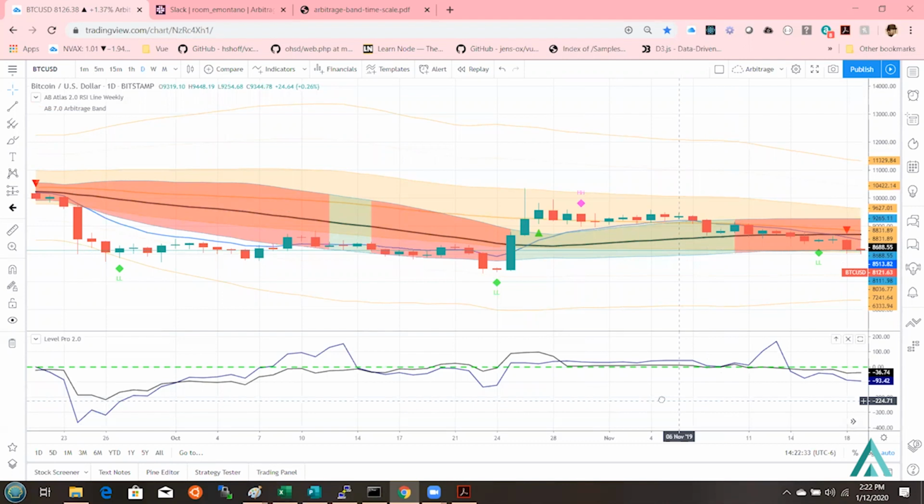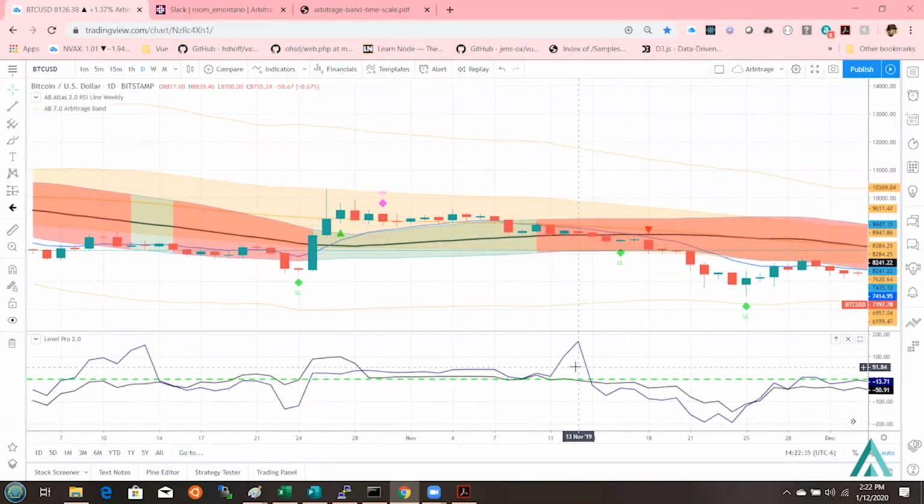I'm very conservative, so I don't like to lose money. I don't want you guys to lose money. So at the exact same time, if I had this on, if my RSI line went under, I'm leaving. If I saw that Atlas went red, I'm leaving. It's literally just that simple.